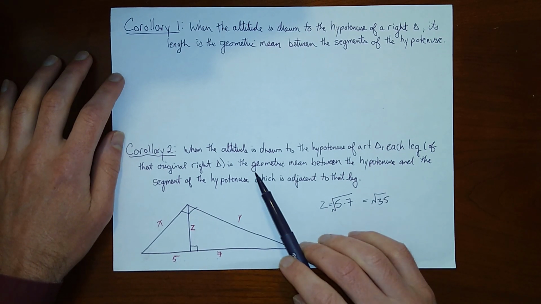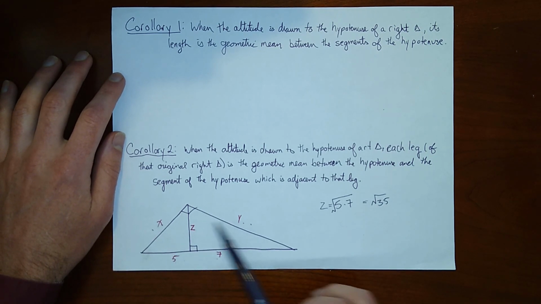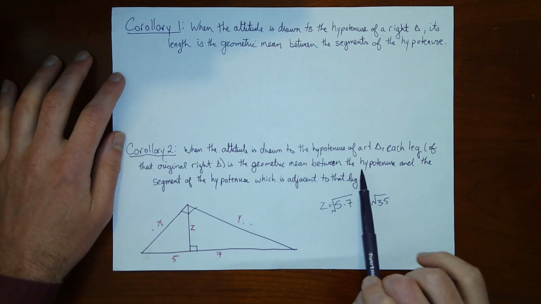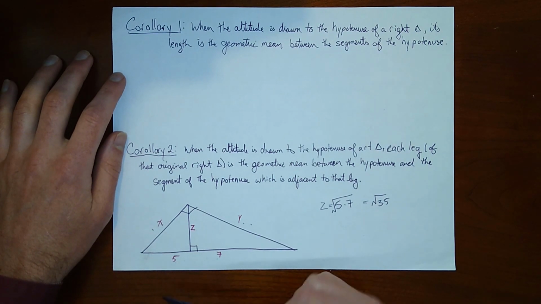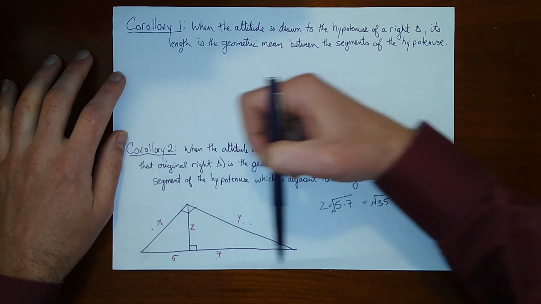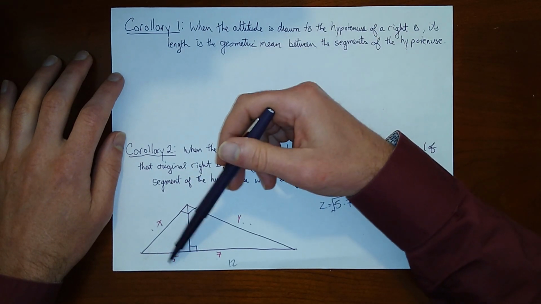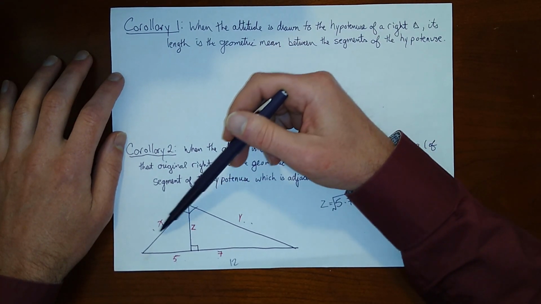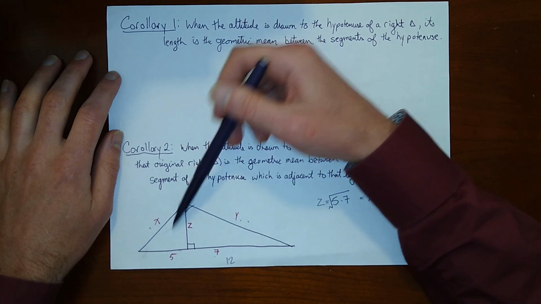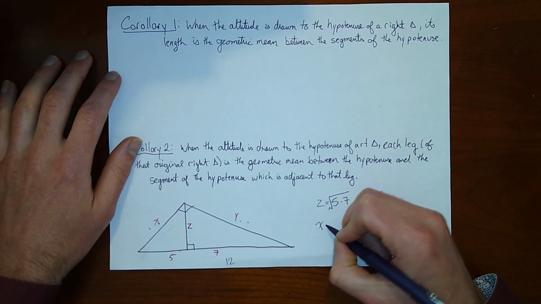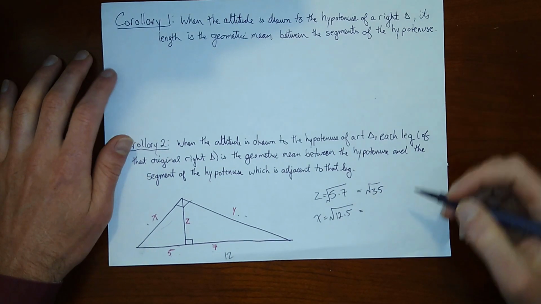Corollary 2 says that when the altitude is drawn to the hypotenuse of a right triangle, each leg of the original right triangle, so x and y here, is the geometric mean between the hypotenuse and the segment of the hypotenuse which is adjacent to that leg. So x is the geometric mean between the hypotenuse of the whole triangle, which is 12, 5 plus 7 here, and the segment that is adjacent to that leg. So if I'm looking at x, x is the geometric mean between 12 and 5. 5 is the adjacent piece here to x. So x is going to be the geometric mean of 12 and 5, excuse me.